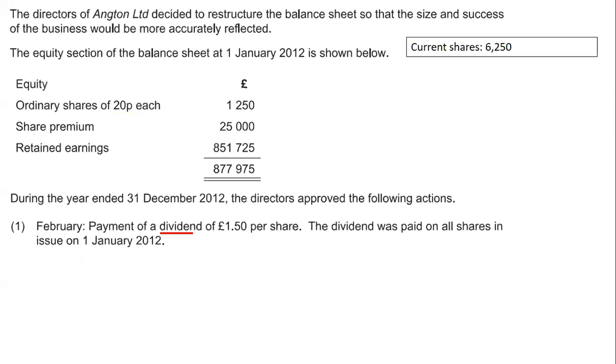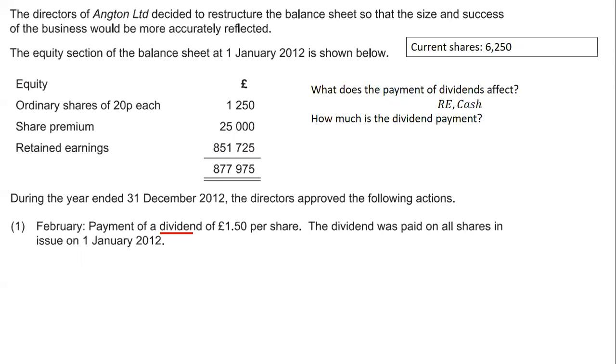So first of all, picking out the word dividend, and what does the payment of dividends affect? Well, hopefully you can remember it affects our retained earnings and our cash. It makes both of those go down. We lose money for dividends, we pay money. How much is the dividend? Well, to work it out, it's the number of shares times the dividend amount, and the dividend amount is £1.50, and we worked out, you can see in the box that the shares is 6,250, so times them together and we get 9,375.